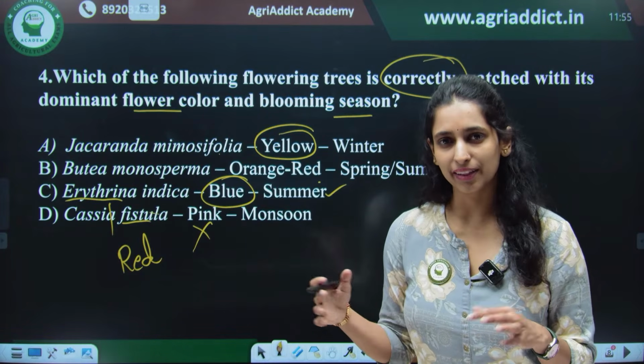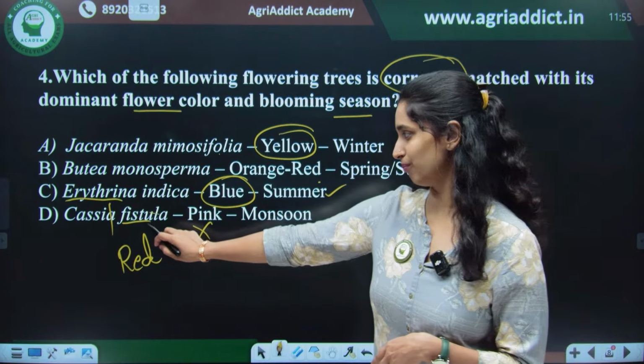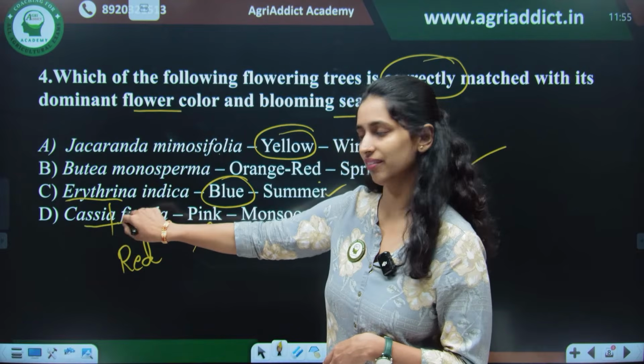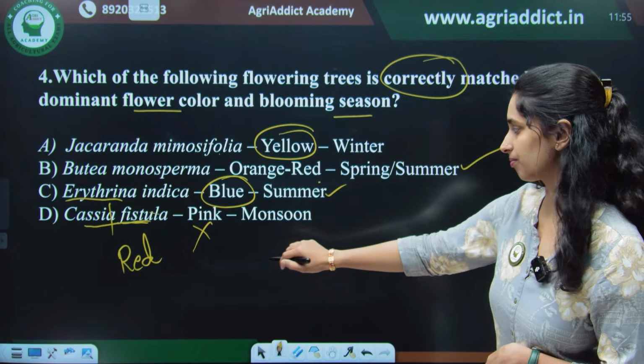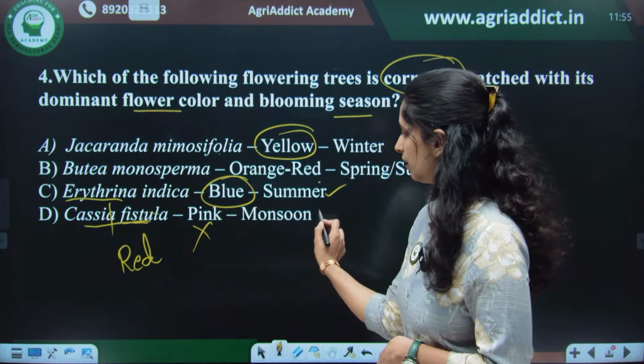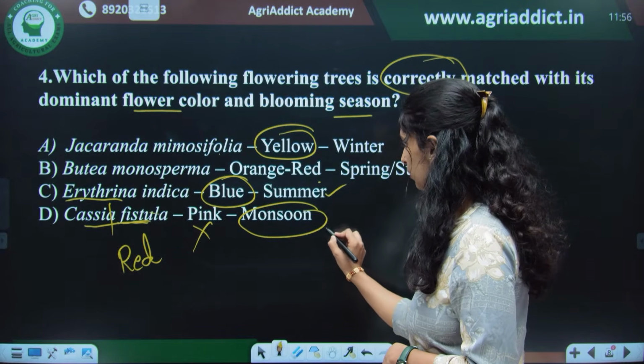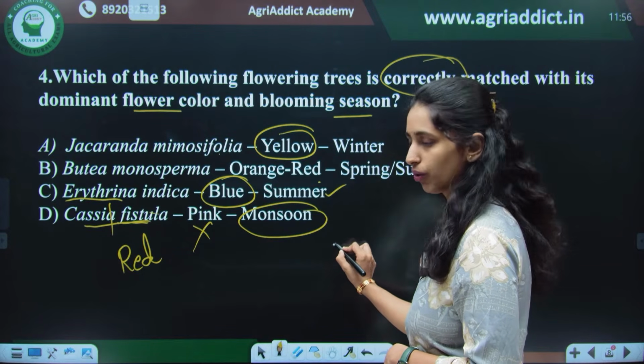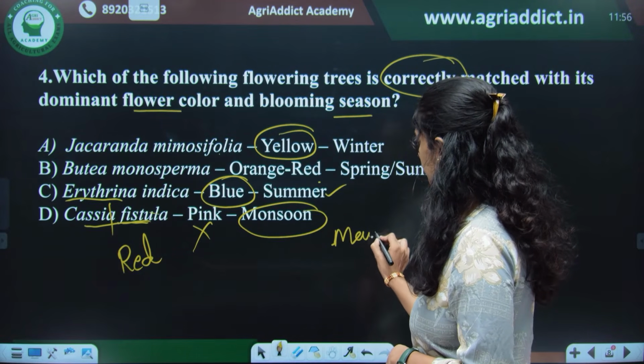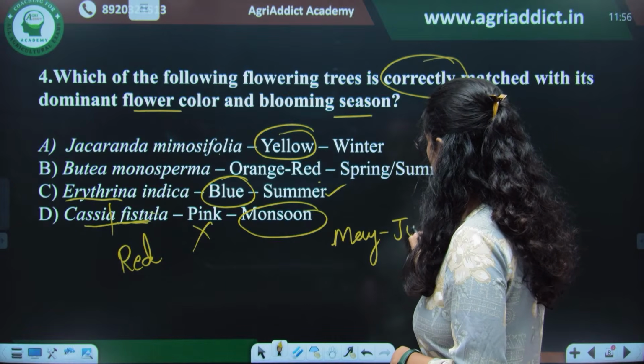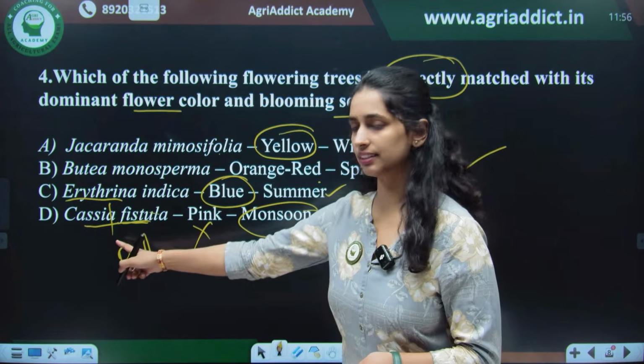Right now in our IRM, all over Delhi, it is blooming, very beautiful. Cassia fistula, which is amaltas, blooms during the summer only. Summer means it is happening now, no? May to June. May to June is the blooming period of this Cassia fistula.